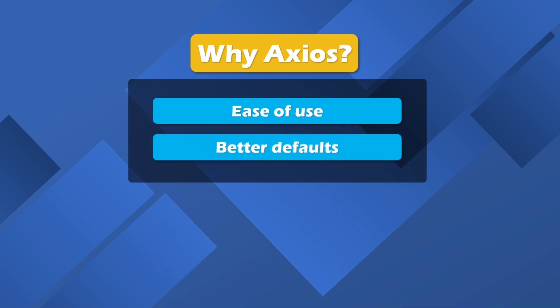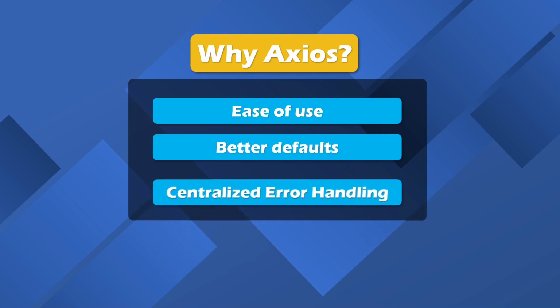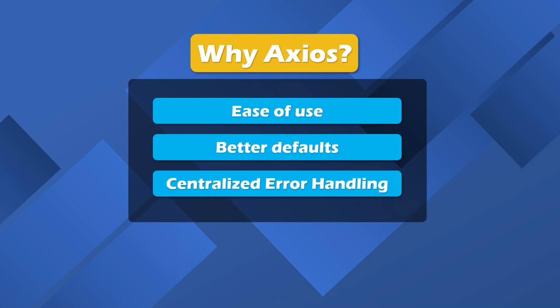Then the default configurations are a little better. As you would have seen with our service implementation, we are converting the response to JSON. But Axios by default handles the JSON response type out of the box. Then you have centralized error handling, which is your ability to manage errors consistently across the application. In our case, we do not have that, but before creating a very robust service, we will go ahead and enhance the service a little to have this functionality as well.